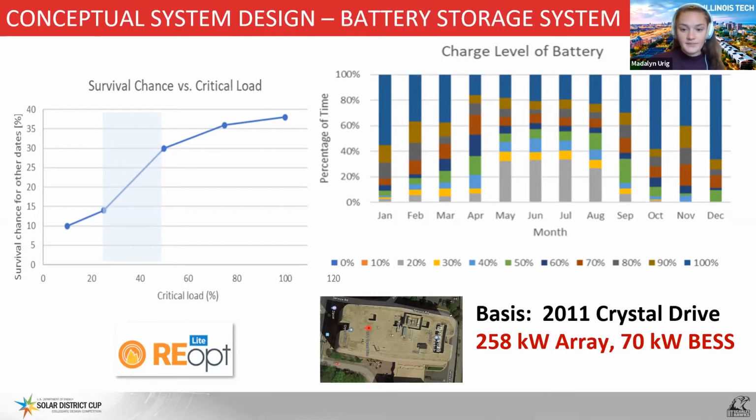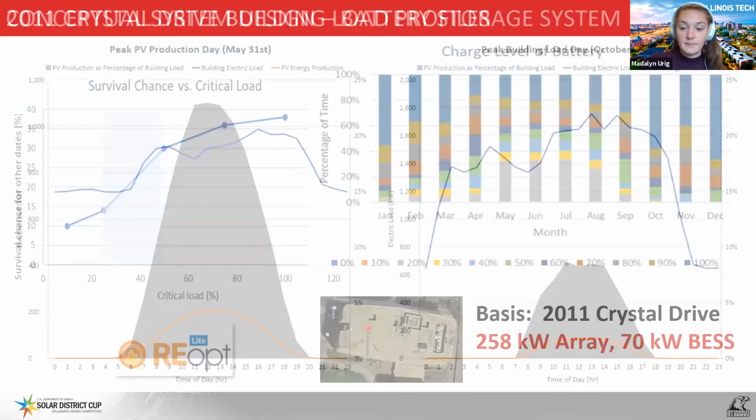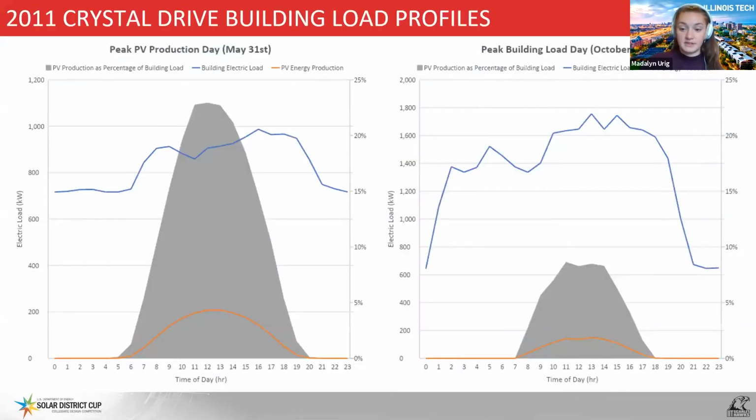Next, these two graphics depict two electricity production situations, peak PV generation and peak building load. The red line shows the solar production, and clearly, even on the peak day, the array is only covering a small portion of the building's electrical demand, which was a major factor in the battery peak shading design.